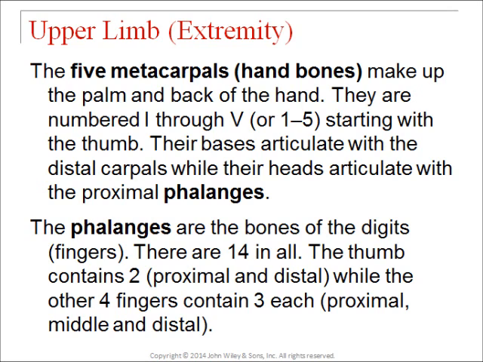Going back up, the radius and ulna will both have a body or a shaft of the long bone. And in between, the radius and ulna are connected in the forearm by a structure called the interosseous membrane. And that word interosseous literally means membrane between 2 bones.